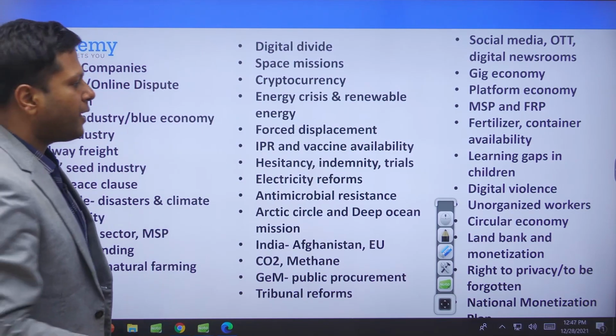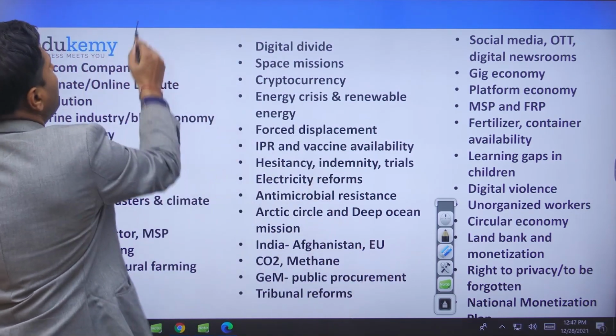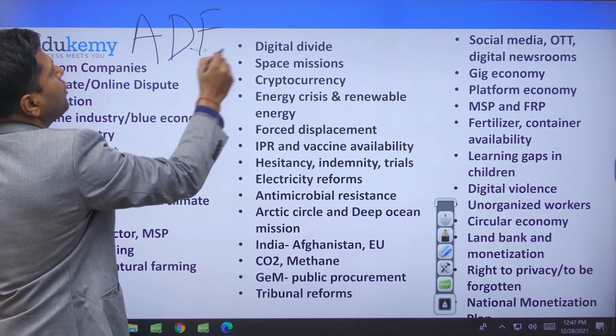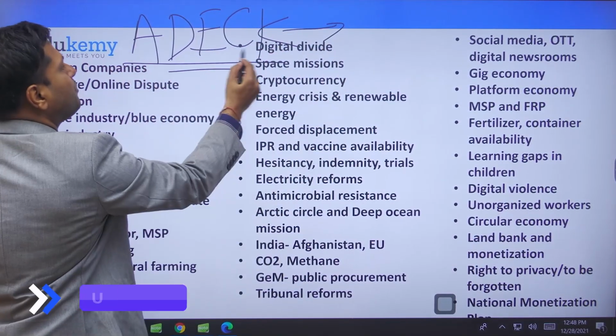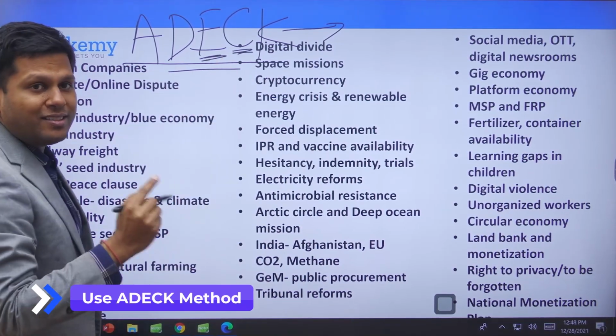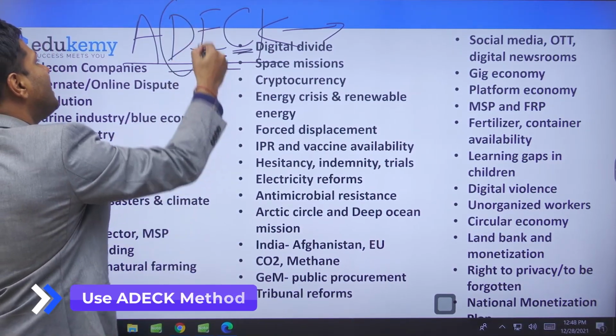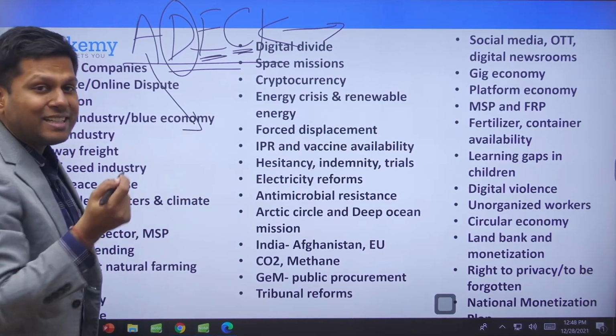Primarily you could do this by the A-deck formula that I was speaking of. What happens in A-deck? We pick up the keywords. We pick up examples and cases for that particular issue in news. We pick up some data and we also pick up some analytical words.